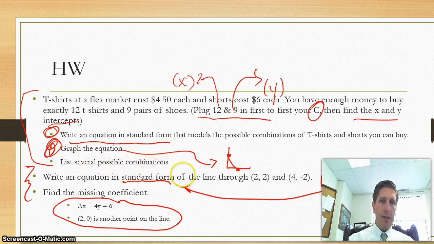And then list several possibilities. Again, look on that line and think about what other possibilities there could be. And when you plug it into the equation, make sure that it all adds up and is equal on both sides.